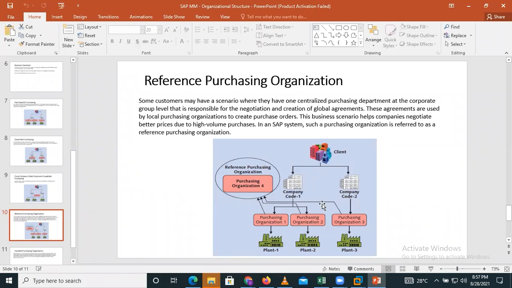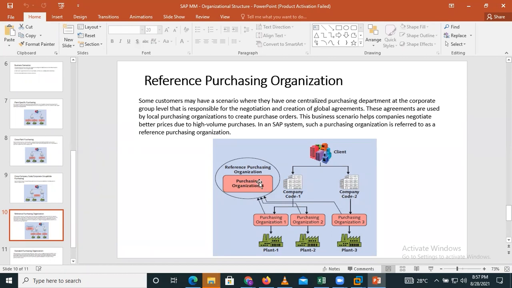Now we are defining one reference purchasing organization at a global level, purchasing organization 4. This purchasing organization will negotiate with the vendor and create contracts with the vendors. Whatever contracts or negotiations happen at this purchasing organization, those terms and conditions will be used by the local purchasing organizations to procure the material.